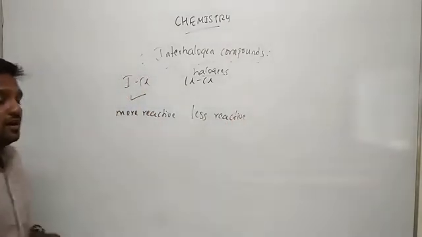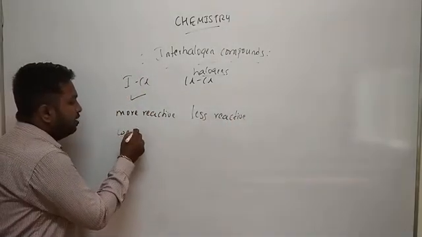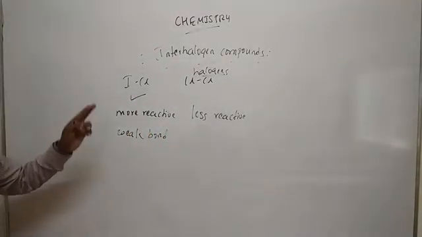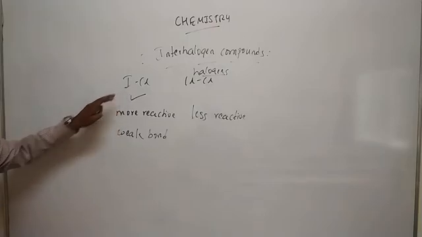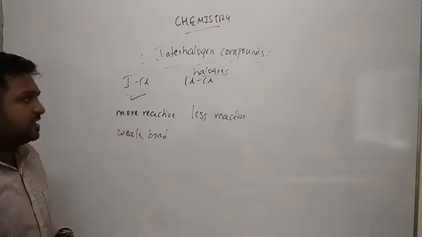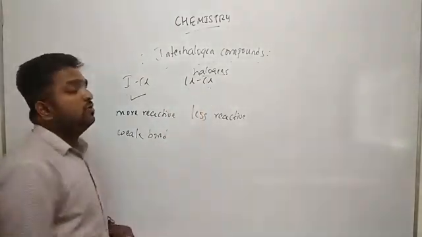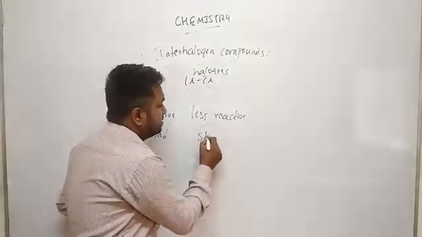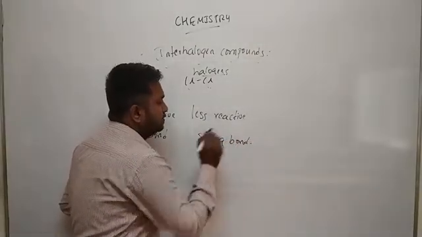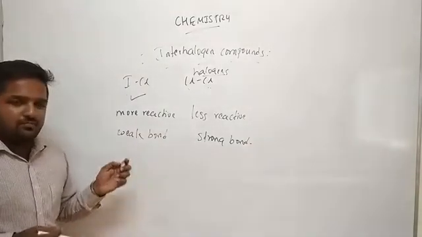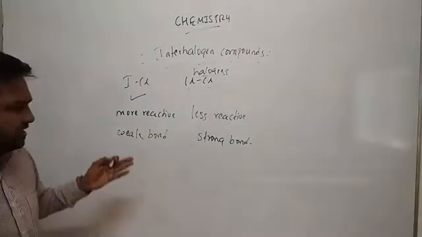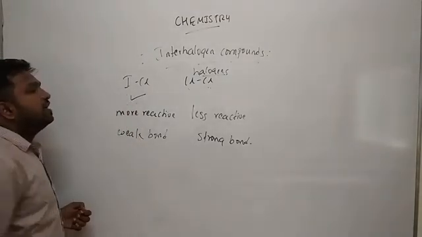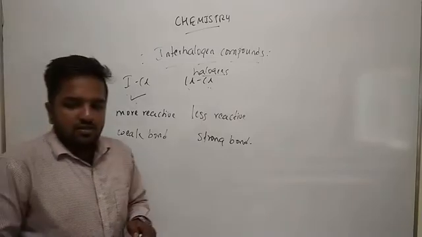Why is it so? It is because the bond formed between two different halogens is a weak bond. In the interhalogen bond, the bond is found between iodine and chlorine, whereas in halogens it is found between chlorine and chlorine, which has a strong bond. Clear? Because it is a weak bond, it is easily broken. We can easily break the interhalogen compound's bond, so it is more reactive than halogens. Clear, students?